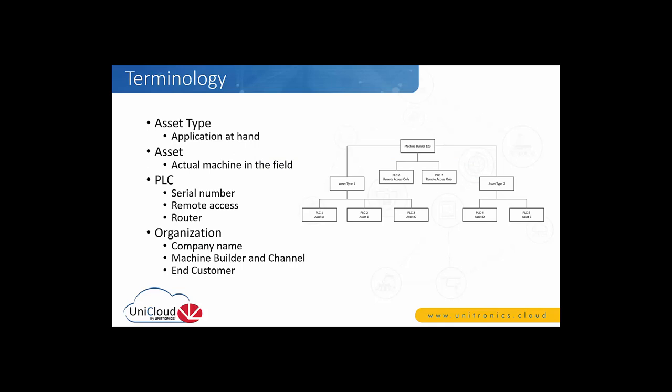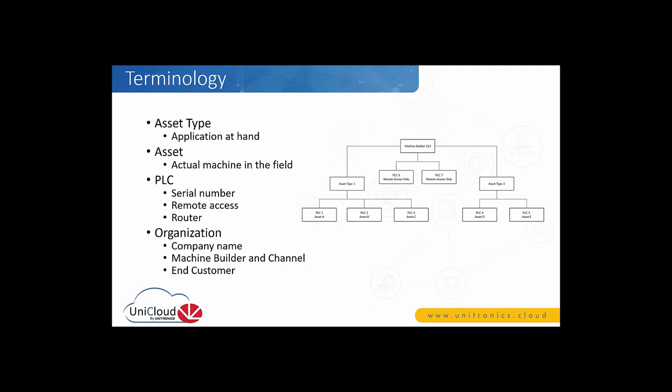An asset type is the application at hand. What will consist of the asset type is the telemetry that is being passed from the controller to the cloud interface. This data is then displayed in a format of your choice on defined dashboards that allows navigation to different areas of the interface. An asset is the actual machine that is running in the field holding the asset type that has been created.